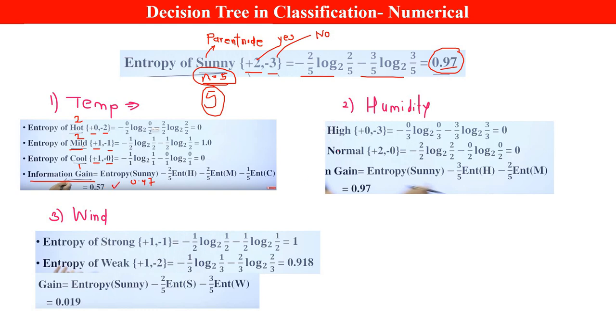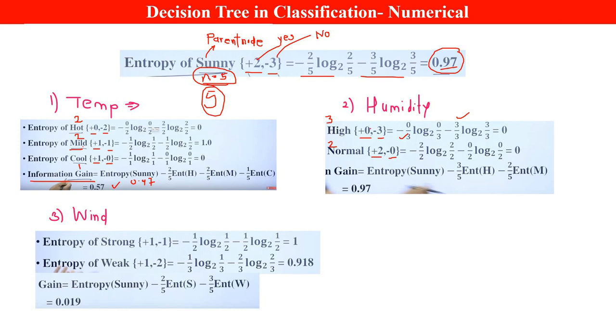For humidity we have high and normal. The high is coming 3 times and normal is coming 2 times. For high, yes is 0 times, no is 3 times. So the probability of yes is 0 by 3 and no is 3 by 3. So it is 0. For normal, yes is 2 times and no is 0 times. So 2 by 2.